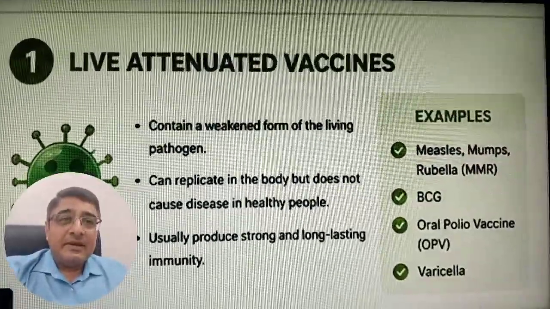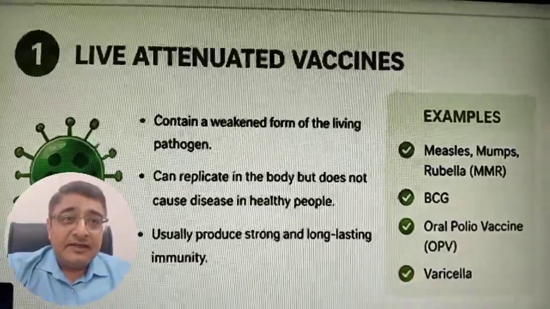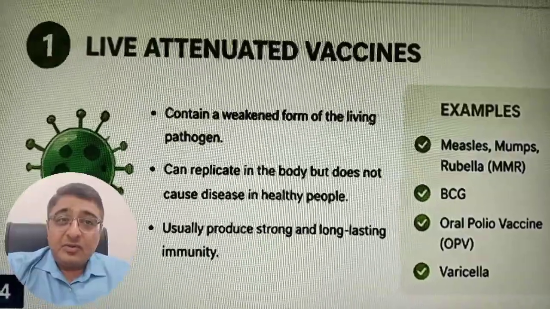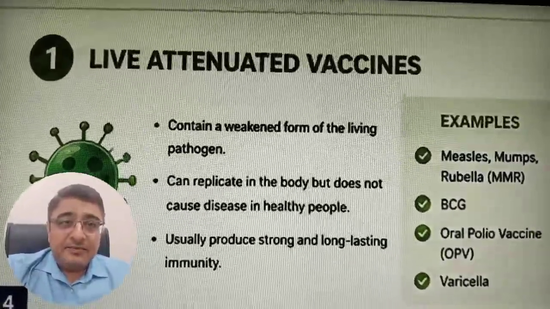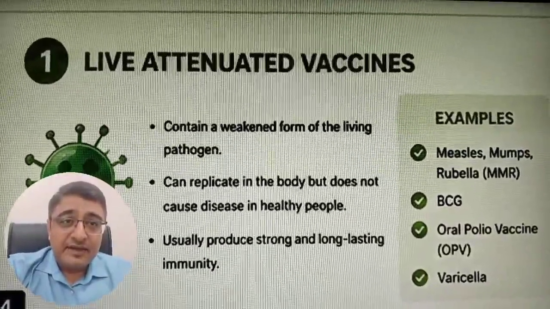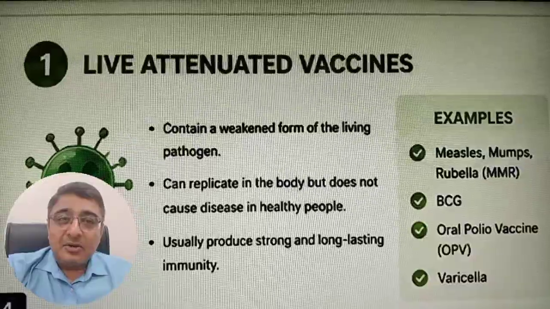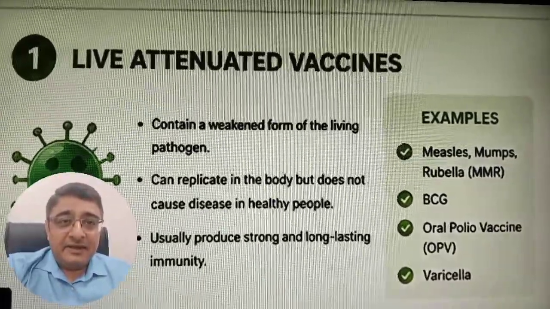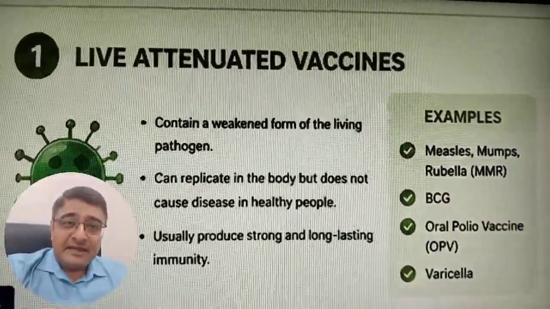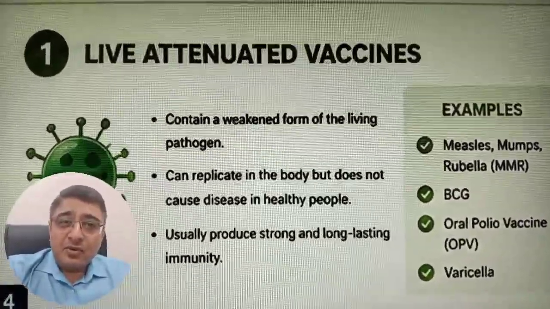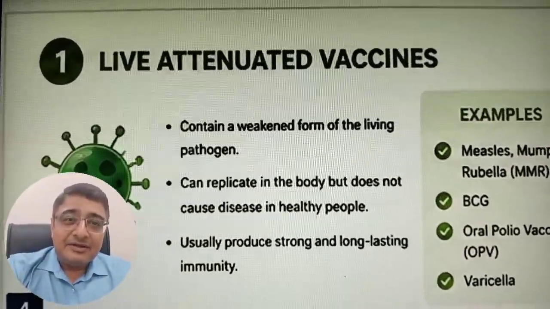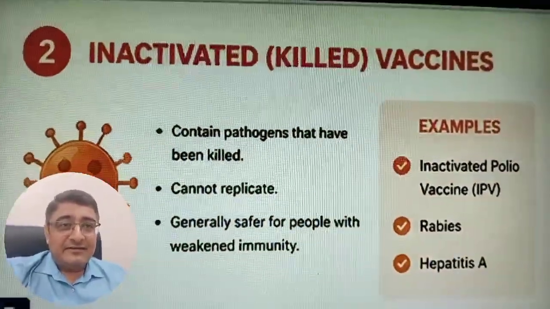Then if we see one by one, live attenuated vaccine contains a weakened form of a living pathogen and can replicate inside the body but does not cause the disease in healthy people. This type of pathogen is called attenuated pathogen, and this type of vaccine is called live attenuated vaccine, and usually produces a strong and long lasting immunity. Some examples on the human side are MMR, BCG, oral polio, varicella. On the veterinary side, sheep pox, goat pox, lumpy skin disease vaccine and various viral poultry vaccines are live attenuated vaccines.